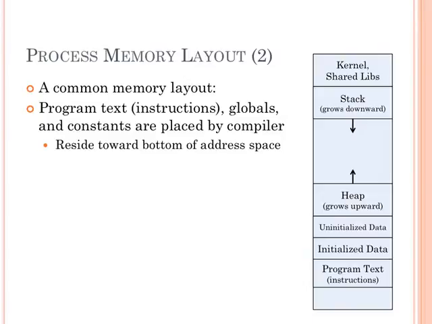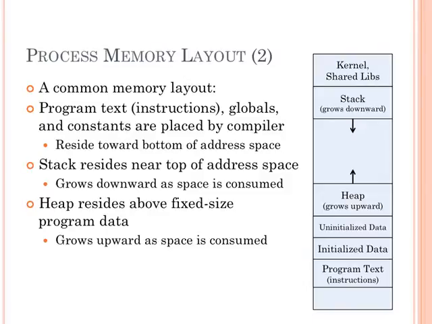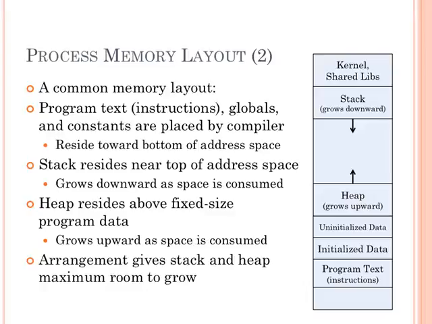Okay, so program text, I already talked about this. Stack is at the top. The heap is above the fixed size program data so that we have as much space as possible to assign to the heap. And this is all for a specific reason. Now typically you'll have the kernel appearing in there somewhere. We haven't talked about what a kernel is, why it has to be in my program, and all of that kind of stuff. We haven't really gotten there yet. But this is the general program layout that you have.